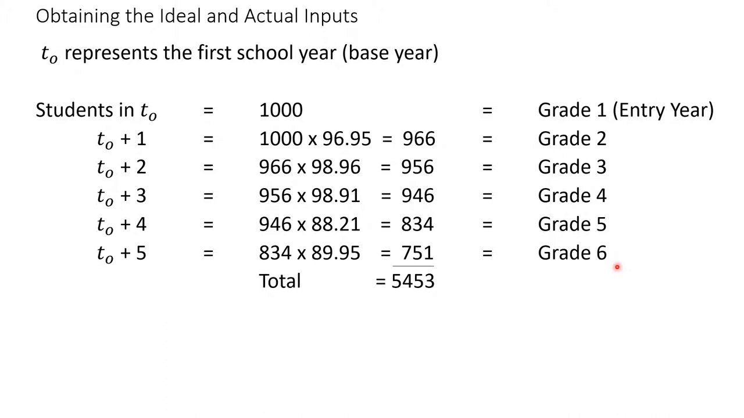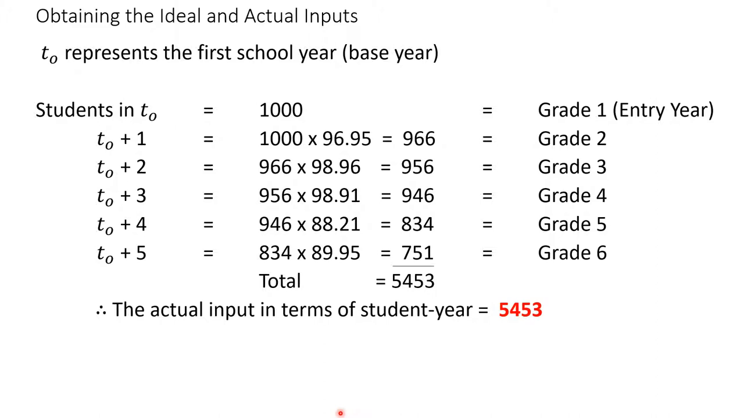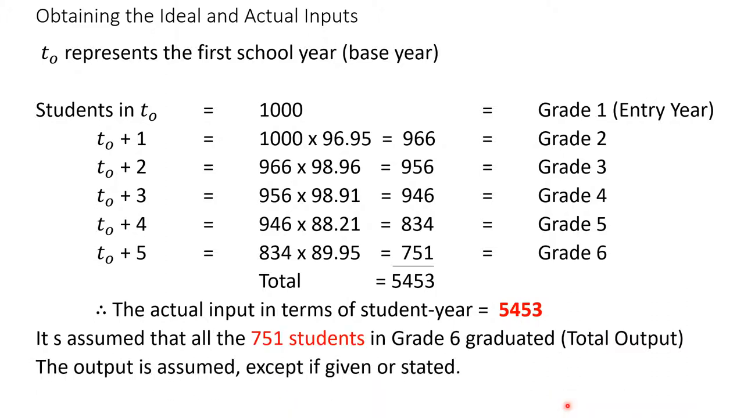When you get to grade 6, you don't stop. Remember, grade 1, that is class 1, is starting from 1000. So you keep adding all those ratios, the rates we have calculated, you put them here. So in the long run, you sum this up, and that will give you 5,453. So you now come up and say, therefore, the actual input in terms of student years is 5,453. It is assumed that all the 751,000 students in grade 6 graduated. This is an assumption. Why are we assuming? If it is not given, but if it is given, in most cases, you must know how many actually graduated from year 6. So the output is assumed, except if it is given or stated.